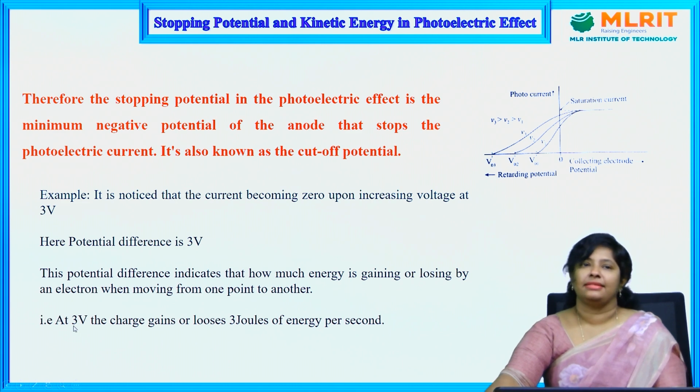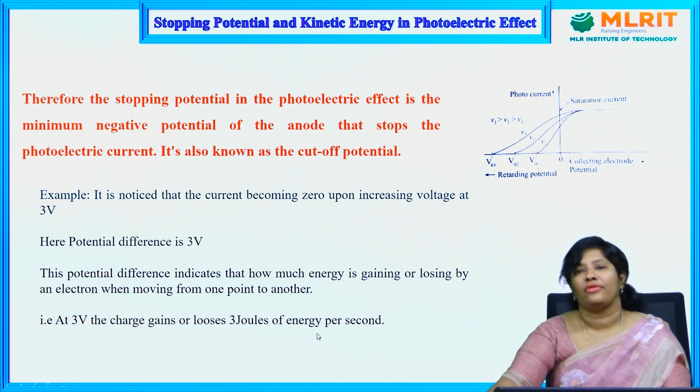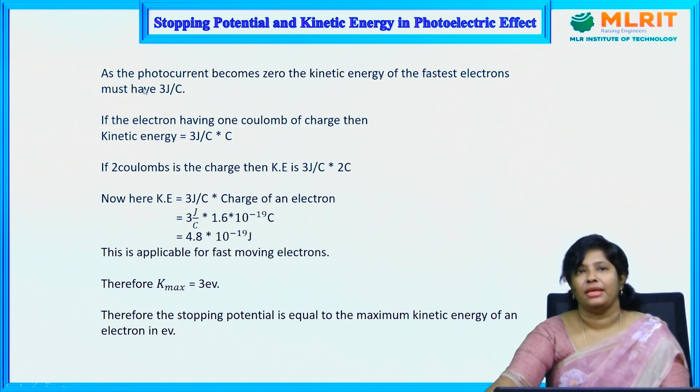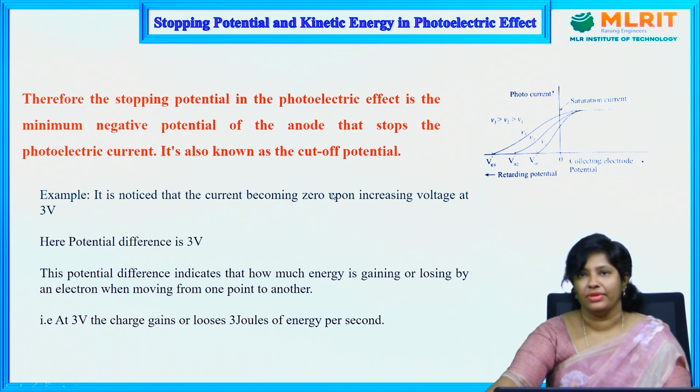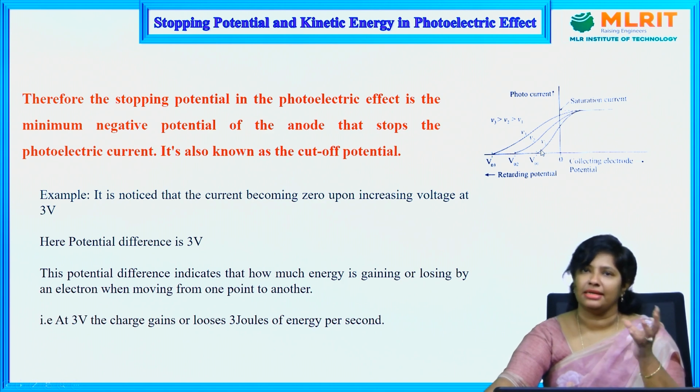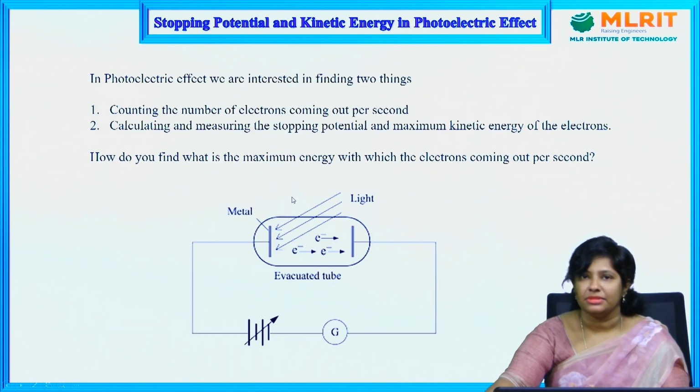Now, at this 3 volts of stopping potential, the electron is gaining or losing 3 joules of energy per coulomb of charge. Then, as the photocurrent becomes zero, the kinetic energy of the fastest electrons must be 3 joules per coulomb. See here, at 1 volt, we have noticed that the photocurrent becomes slow, but the collector is still collecting a few electrons reaching from the emitter to the collector.